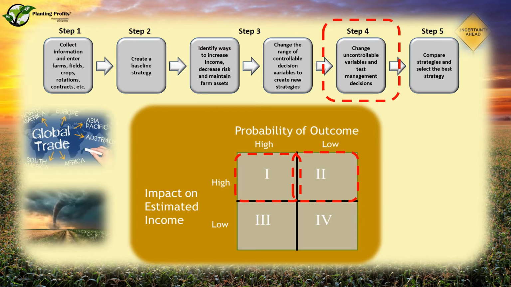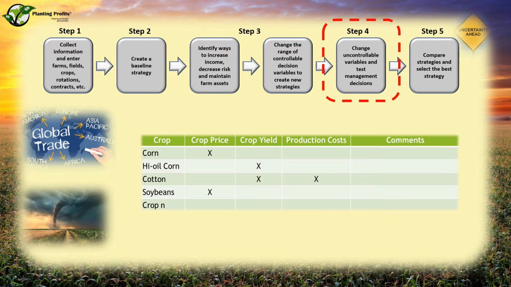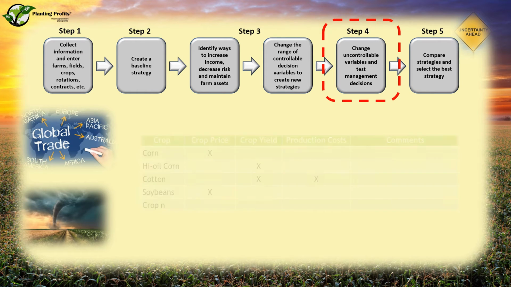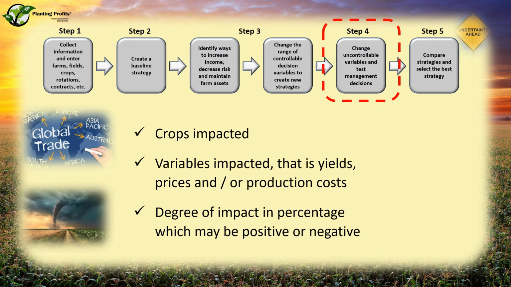First, identify any production and market events that could materially impact one or more crops and a strategy's profitability. Decide which risks warrant a closer look. Then create a couple of scenarios that cover these events by defining the crops impacted, the variables impacted, that is yields, prices, and/or production costs, and the degree of impact in percentage, which may be positive or negative.